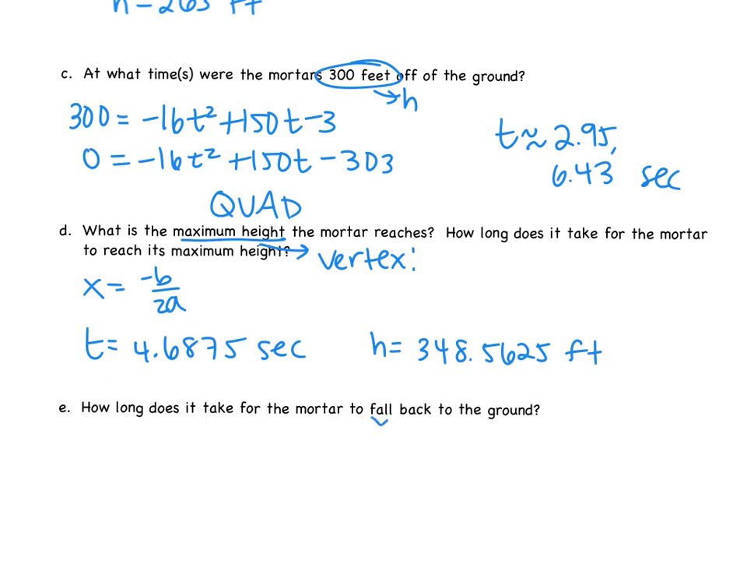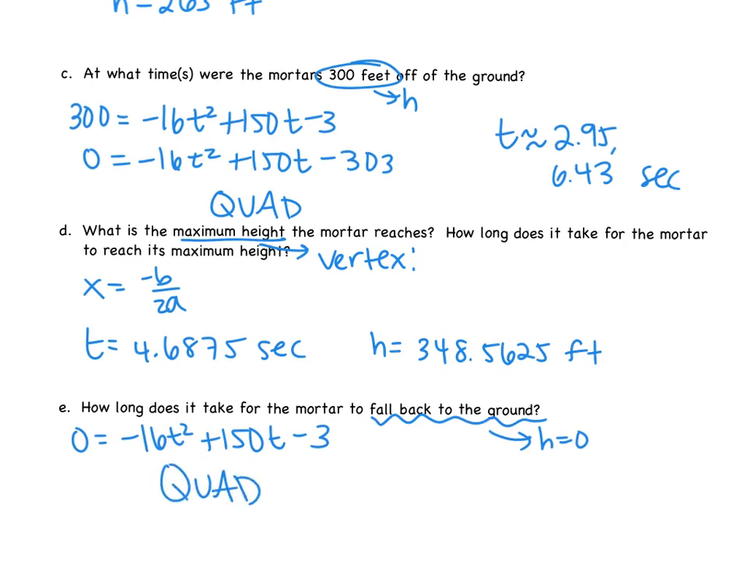And then for the last one, when our mortar falls back to the ground, that's when our height is 0. So go back to your original vertical motion equation, and for the height, plug in 0. Again, we've talked about this. You're going to have to use the quadratic formula. You can try to factor, probably not going to factor. I would suggest you use the quadratic formula. 2 answers that you should have gotten were 0.020 and 9.35 seconds.